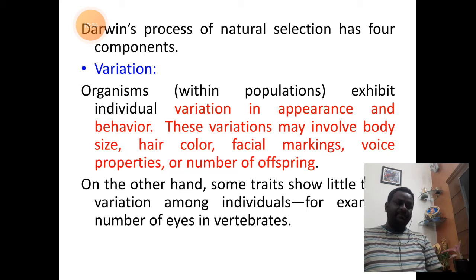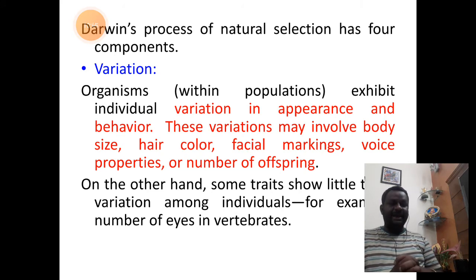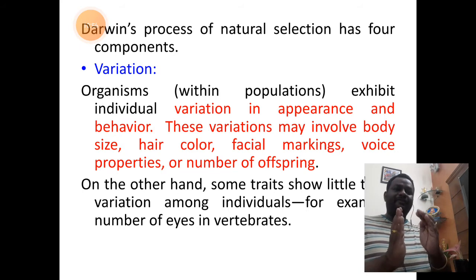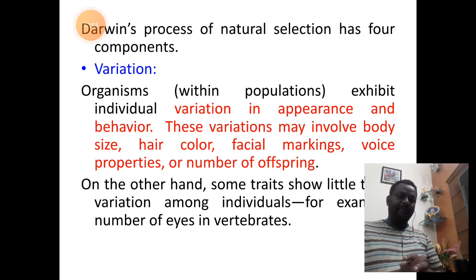Well, students, Darwin's natural selection has 4 key components. Let's understand each one of them. Number 1 is variations or genetic changes, the first factor that we are going to understand now.